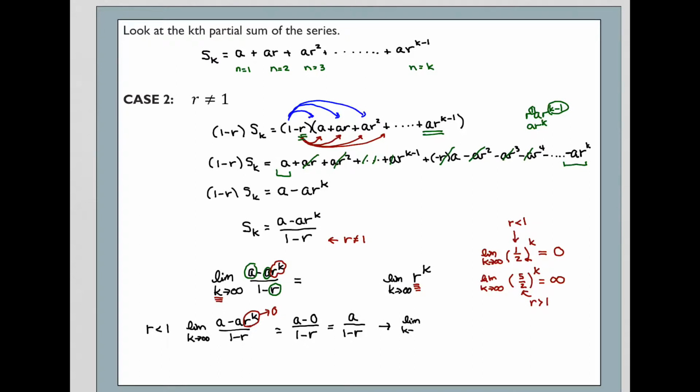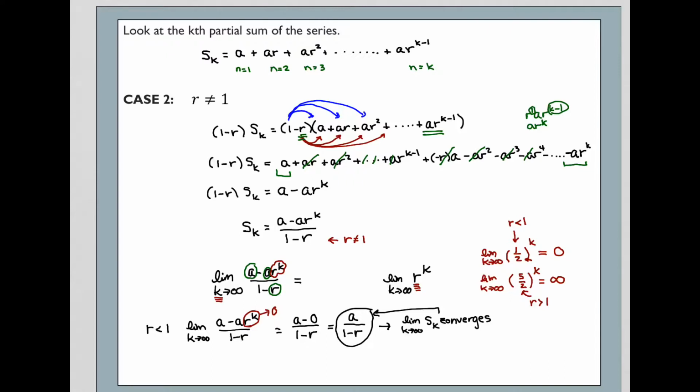So the limit as k goes to infinity of the sequence of partial sums, I'll just quickly write that, it converges. And it converges to a finite number, and that finite number is A over 1 minus R. So that means that our geometric series follows the same case. So if R is less than 1, then a geometric series converges to A over 1 minus R.